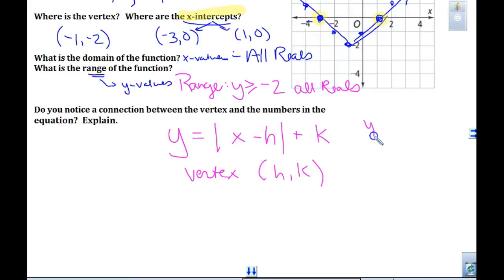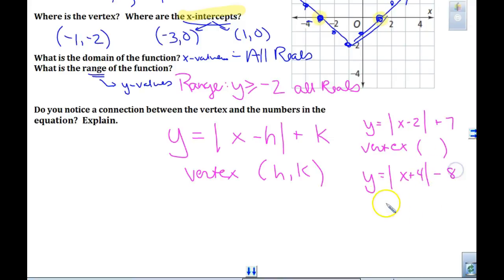So we're going to try a couple. Y is equal to, I want you to put the absolute value of x minus 2 plus 7. Write that equation. Tell me the vertex right below it. Put y equals absolute value of x plus 4 minus 8. And again, tell me the vertex. So thinking about our x minus h, this is our h. And then if this is a plus k, this is exactly k.